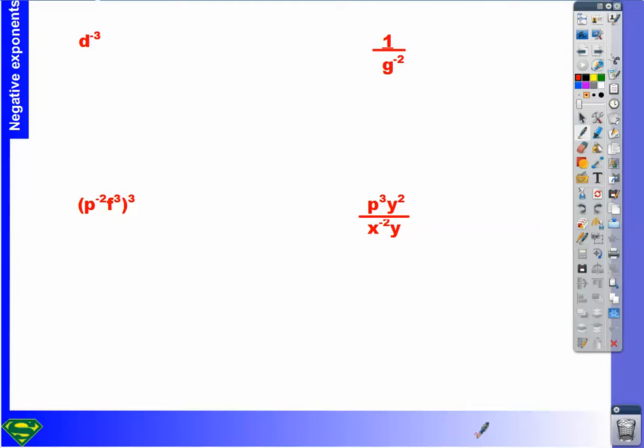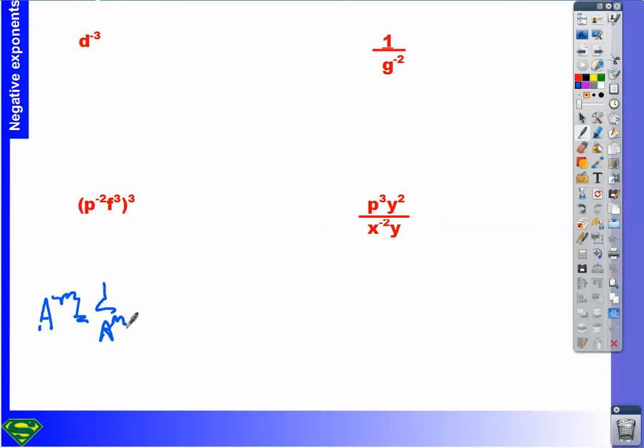We're going to take a look at negative exponents, which are not evil, and they do exist. All right, so we have d to the negative third. Now, before we talk about this actual problem, let's talk about the rule. There are a bunch of rules of exponents, but the one we're talking about today is a to the negative m is equal to 1 over a to the m.